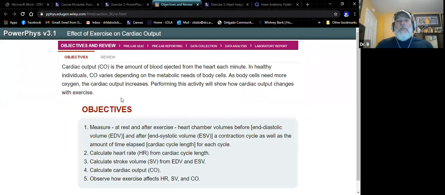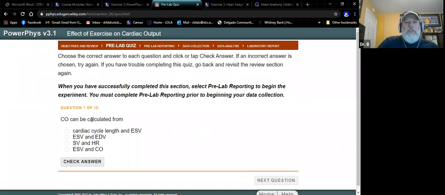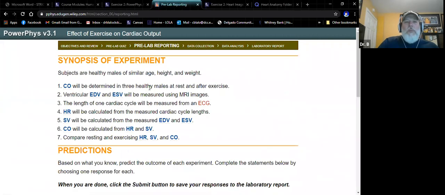What's your heart rate? What is your stroke volume? How to calculate these. So for this Power Phys exercise, we're probably going to walk through it a little bit next week at the end of our blood vessels lab. You're going to go through and basically do this like you would do an experiment in class. It'll ask you questions about cardiac output. It'll ask you to do some pre-lab reporting. Then you're going to go through data collection, and then you're going to formulate a lab report.